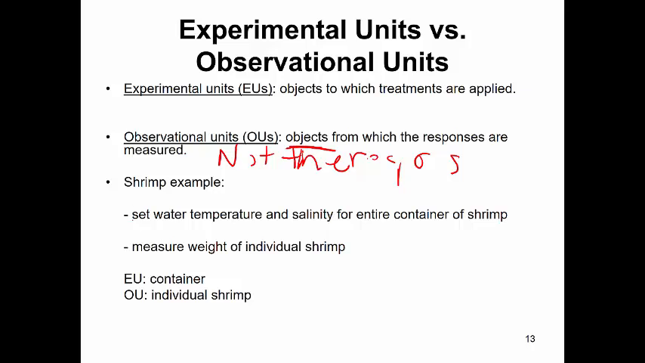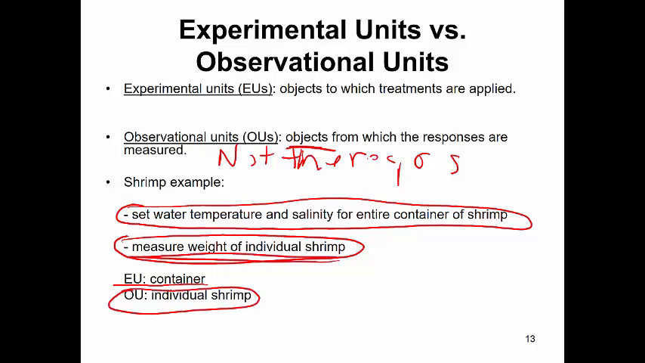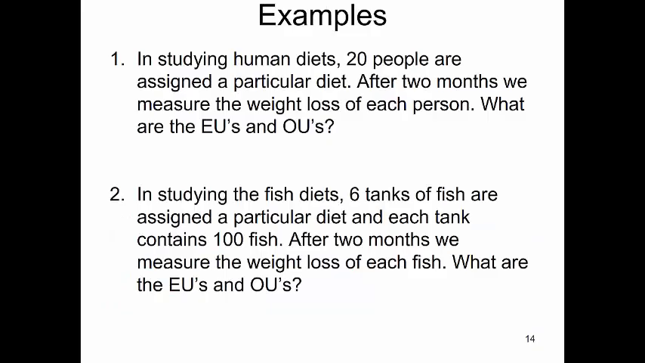So with the shrimp example, they're going to set the water temperature and salinity for the entire container of shrimp, and they're going to measure the weight of the individual shrimp. So here the EU would be the container, right? Because the entire container here is set to the combination. And then they're going to measure the weight of the individual shrimp. So again, the OU is the individual shrimp. You'll notice here that I'm not saying that the weight of the individual shrimp is the OU. It's actually the individual shrimp.